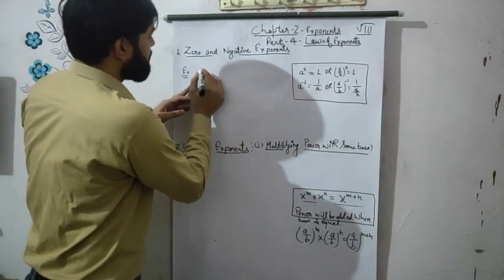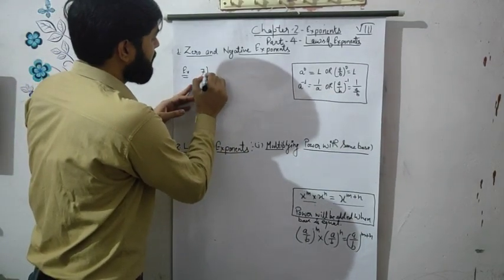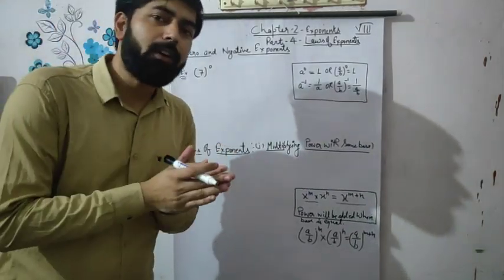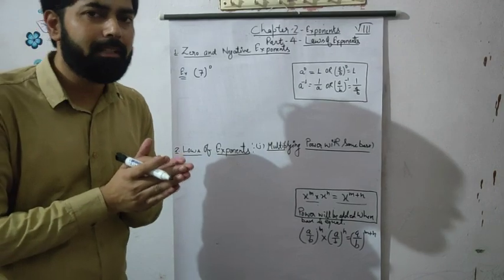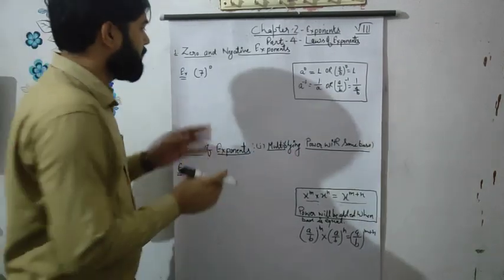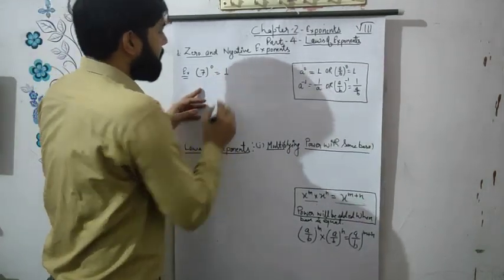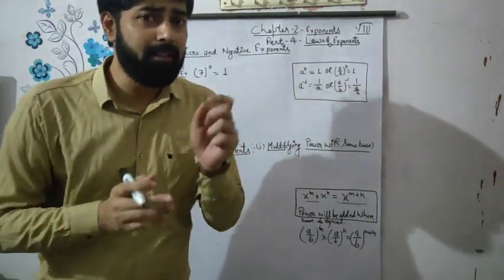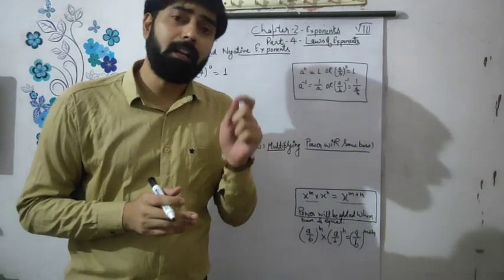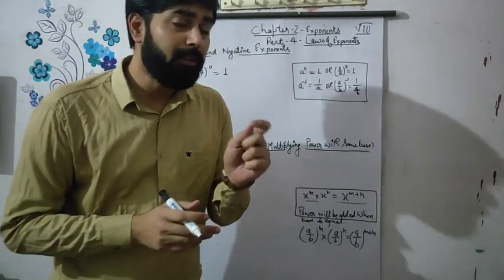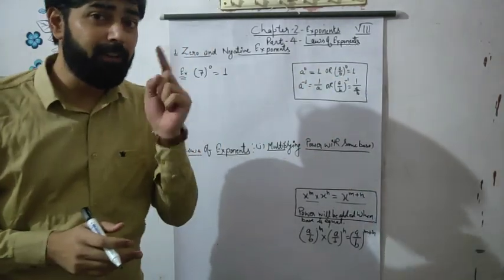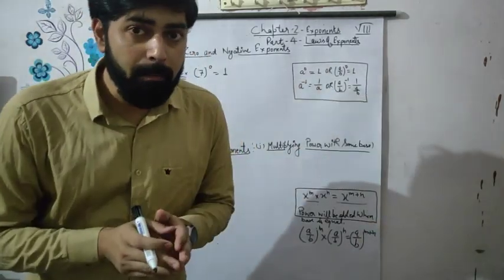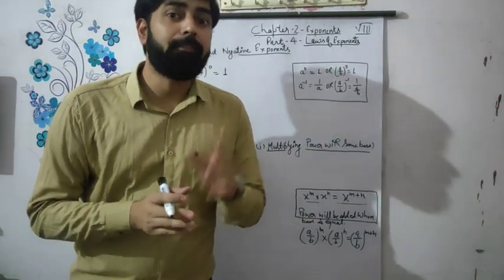Suppose we have 7 raised to the power 0. What is the value of 7 raised to the power 0? We know the value will be 1, meaning if any integer or rational number has power 0, then the value will always be 1. Keep in mind, this is very important.